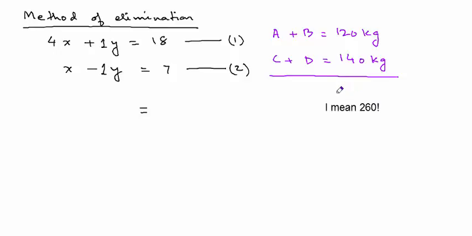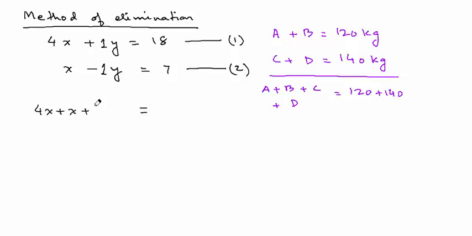So what you have basically done is, you have added the right-hand sides of the two equations and equated that with the sum of the left-hand sides of the two equations. That's exactly what we are going to do over here. So we have 4x plus 1y minus 1y is equal to 18 plus 7, which is 25. Now this plus 1y and minus 1y, they would cross off to give you a 0. That's the whole idea. Get rid of one of the variables.